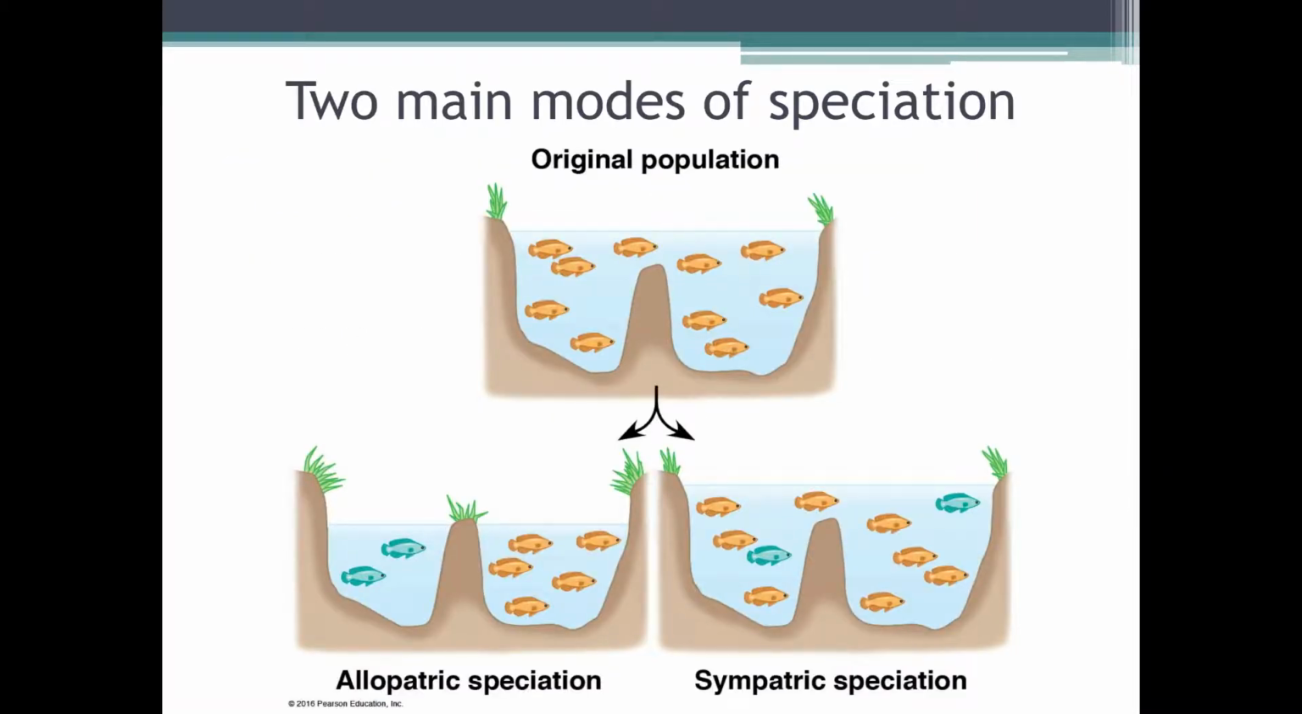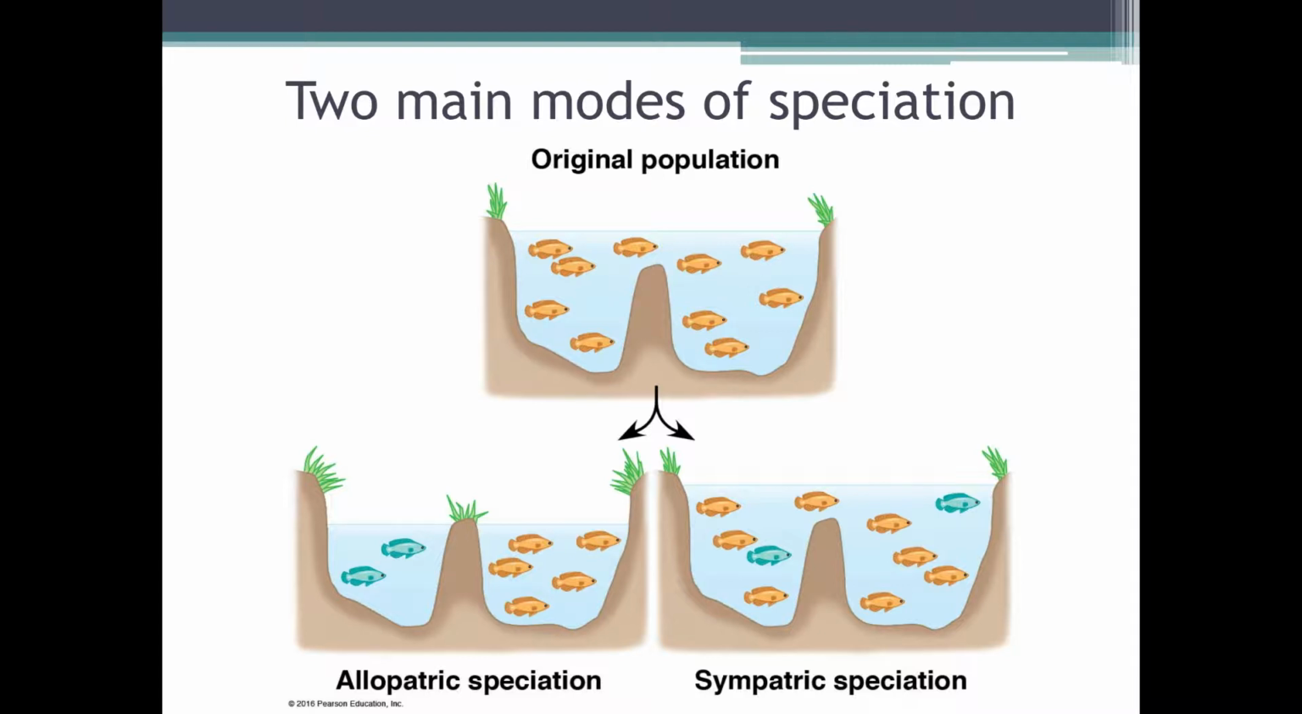There are two main modes of speciation, which you could also identify and explain in your evolution description of your species that you create. There's the original population up top, and then there's two main modes of speciation that could lead to new species. So the first one, allopatric, is going to deal with a geographic separation between the two species. So some sort of geographic isolation between the parent population that causes new species to occur.